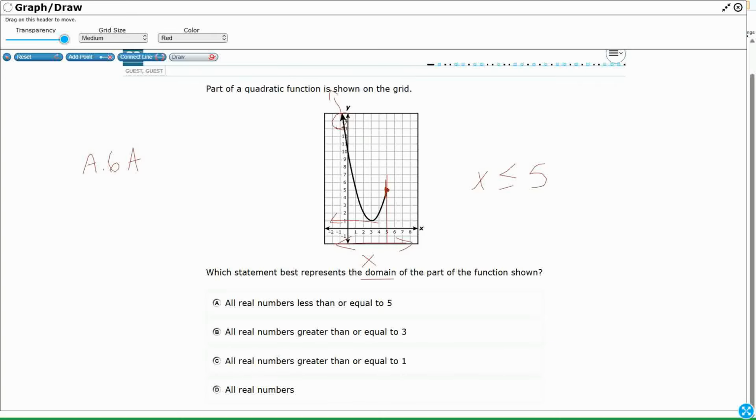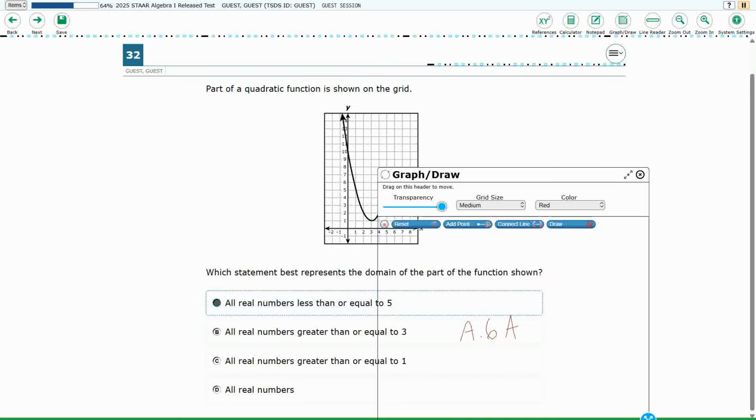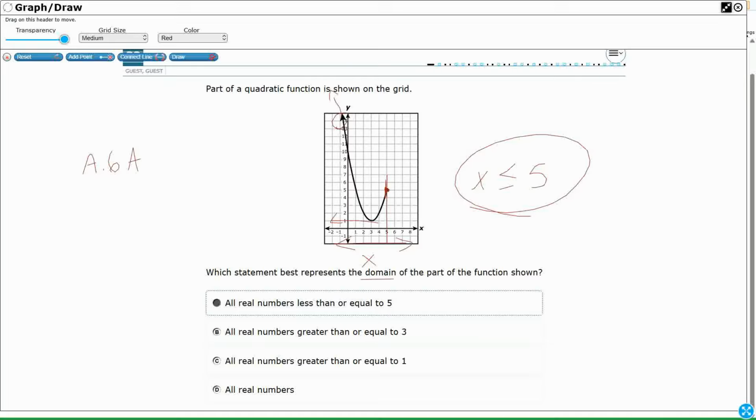It's literally just all real numbers less than or equal to 5, because 5 is going to be our highest point that you would see on the domain. So our answer is A. So it's more of an identification problem rather than a calculation problem. And this definitely was a little bit on the easy side for our students. 60% of our students got this correct.